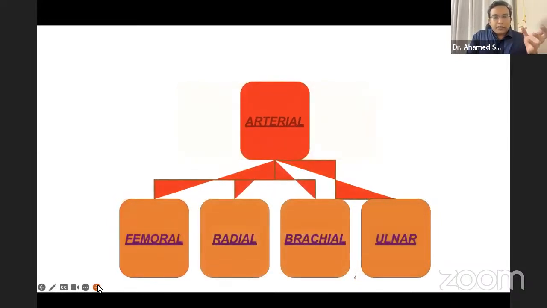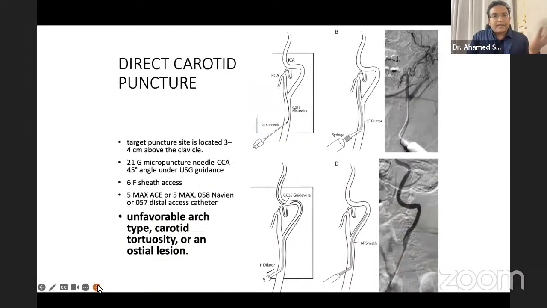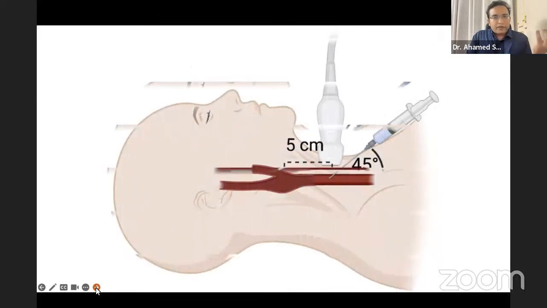In the arterial route, the most commonly used one, first and foremost, would be the femoral route, followed by radial, brachial, and ulnar in other later rare cases. In the 1960s, direct carotid puncture was there previously. Now, in acute procedures, as a last ditch method, we even now perform the direct carotid puncture.